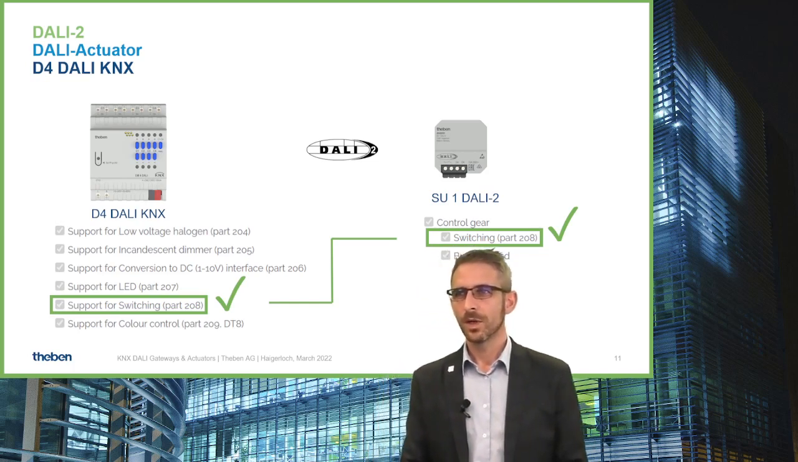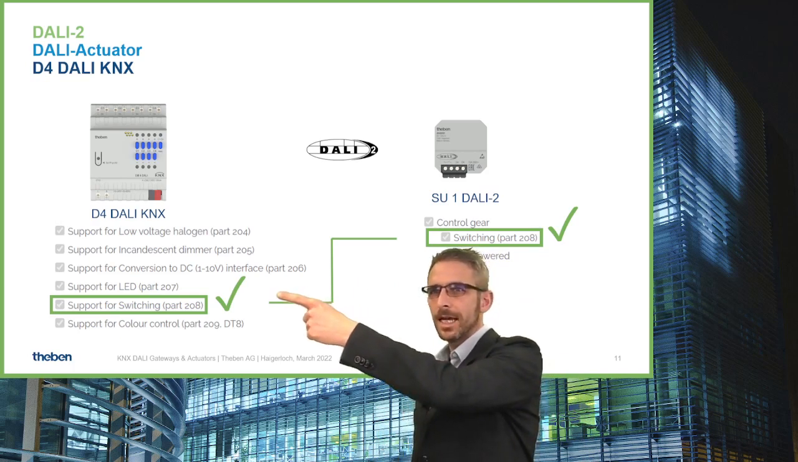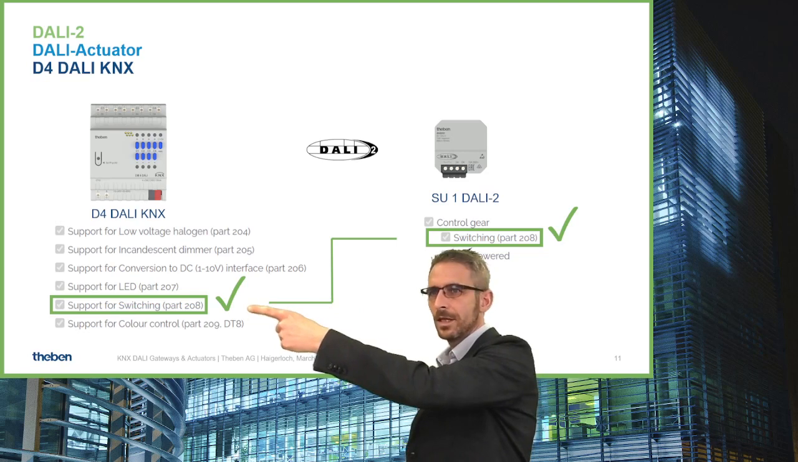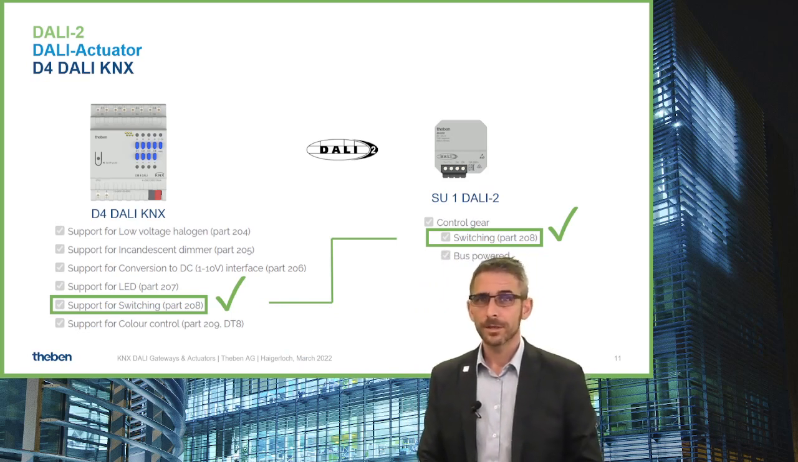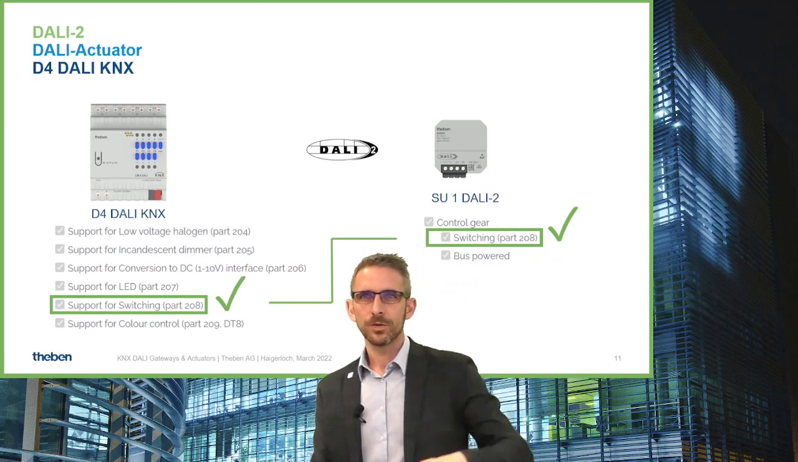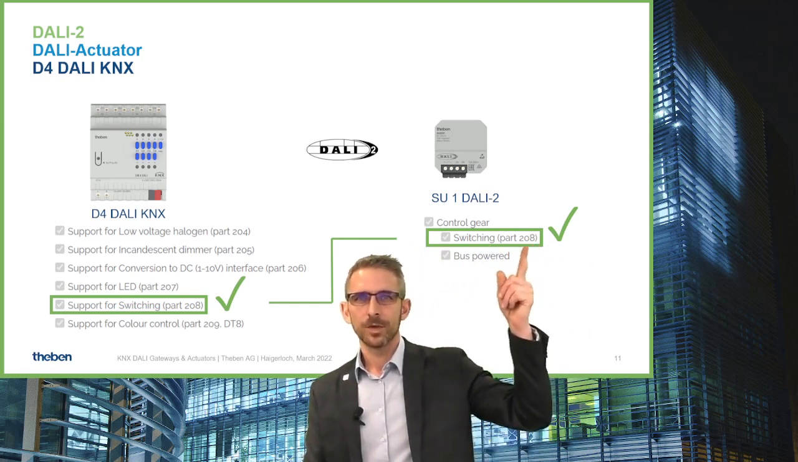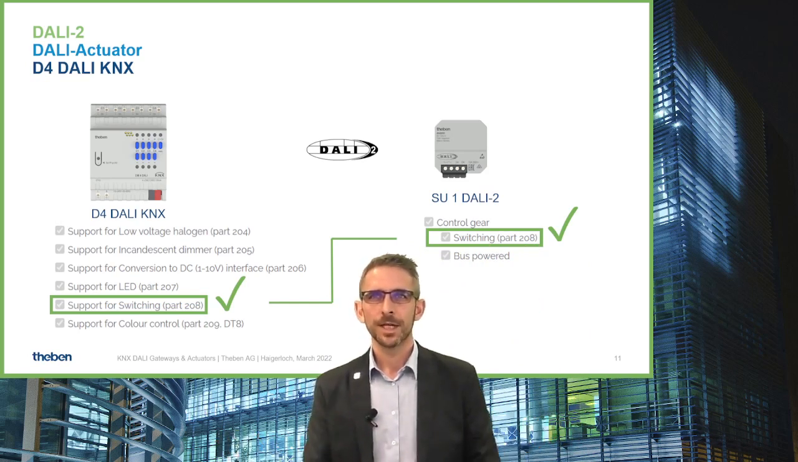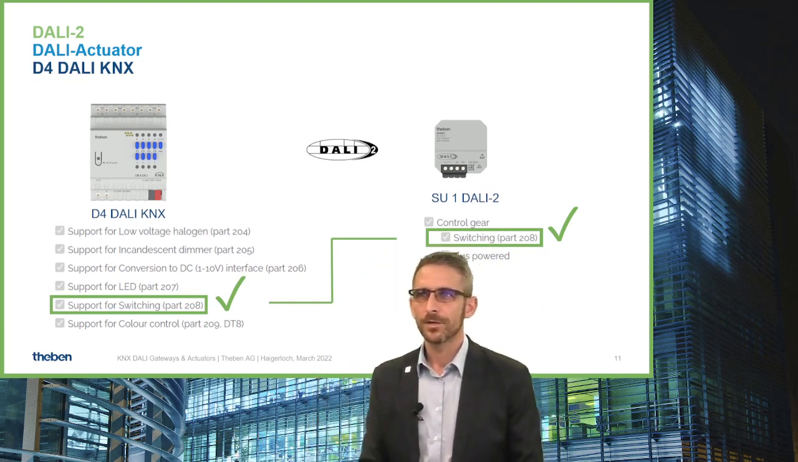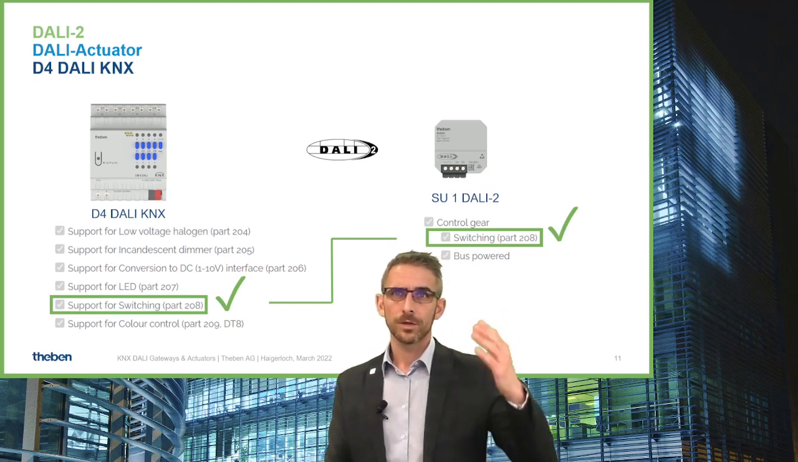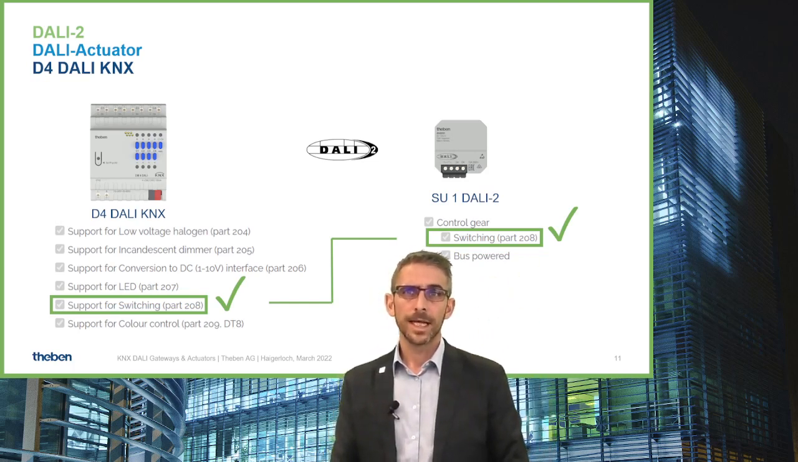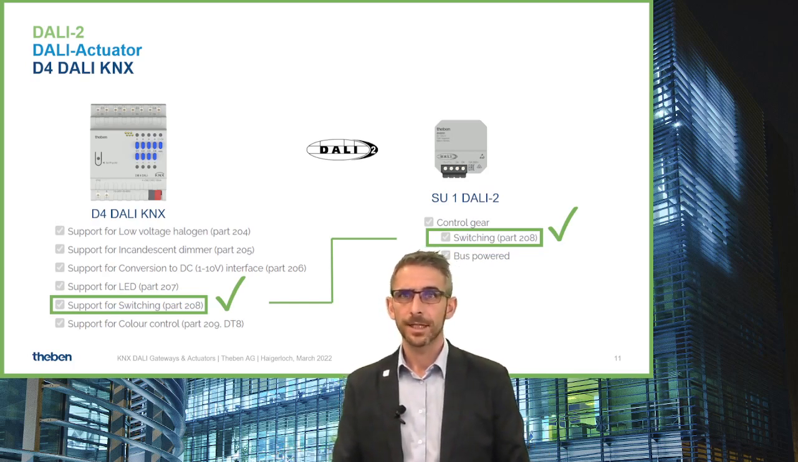In this case, for example, we have here the DALI actuator, DM4 DALI KNX, and you can see the support for switching following DALI part 208 is activated, and also with the SU1 DALI 2 relay we have the information that this device is following DALI part 208, and so we have the information, yes, these devices can be used together, and we have the possibility to connect not only DALI control gears to one channel, but we also can connect the relay and include, for example, a lamp which does not offer a DALI interface, and then we have the possibility to switch this lamp at least also on and off with all other DALI lamps which are connected to this channel.